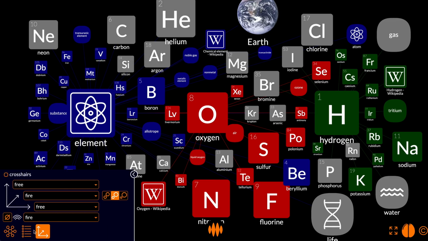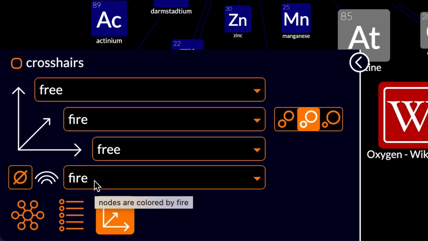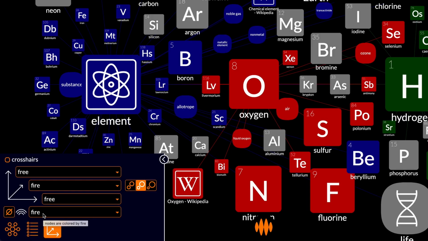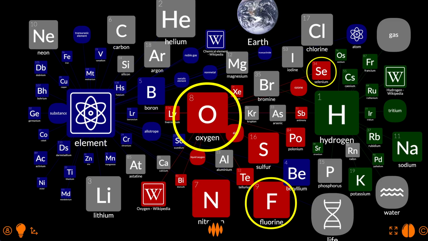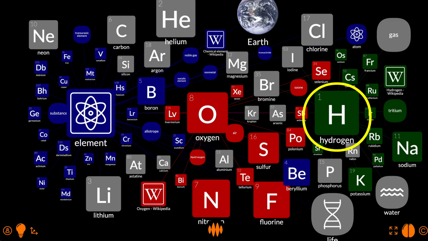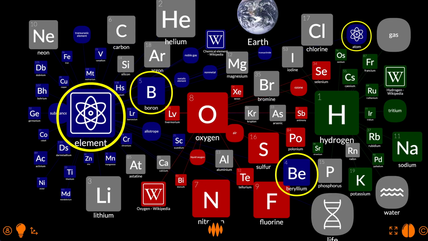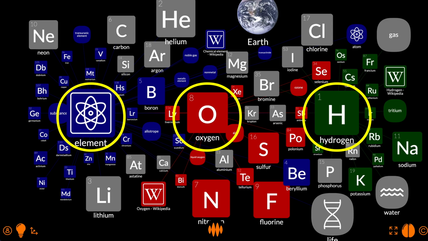The colour axis is also set to fire. Nodes are coloured according to the source of their fire. The nodes most strongly connected to oxygen are coloured red, the nodes most strongly connected to hydrogen are coloured green, and the nodes most strongly connected to chemical element are coloured blue. The nodes that are more or less equally connected to more than one of these fired nodes are coloured grey.